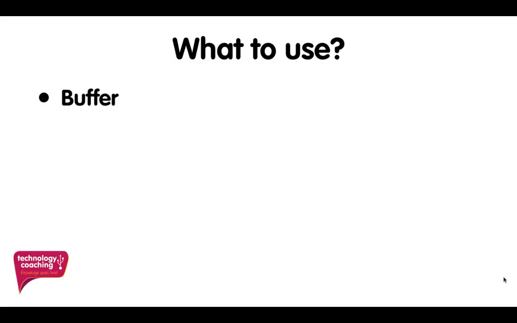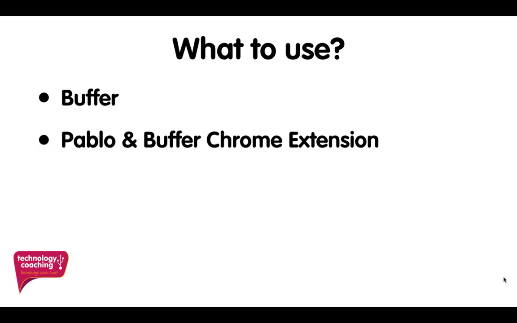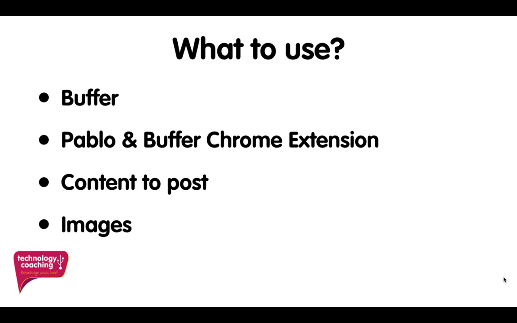So what we're going to do in this kind of short video is use Buffer, which is a social media content and scheduling platform. We're also going to use the Chrome extensions for Buffer, which are Pablo and Buffer. And we're also going to look for content that we're going to post. I've already got some curated together that I'm going to show you how to create images and text with, and then also look for some images to use for creating content. So let's get stuck right in.